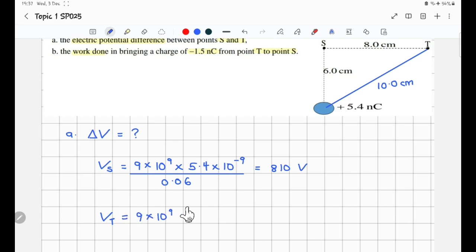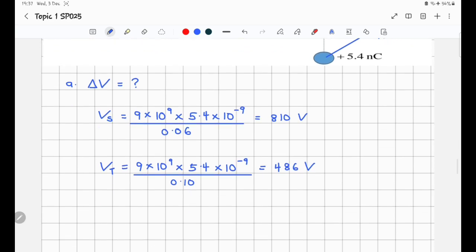Okay, and we will do the same for point T, where the charge is still the same, point charge 5.4 nanocoulomb, and the distance for this point is 10 centimeter. Okay, so that gives us 486 volt. The two values that we just calculated are the values of potential at each point.